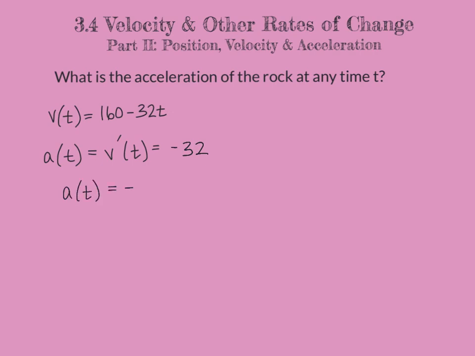Now, how do we label acceleration? A of t is just a constant here. It's negative 32. Well, we know that velocity in this case was feet per second. What does that mean acceleration is? It's how velocity is changing over time. So that means it's how velocity, feet per second, is changing per second. That's weird. The way that we can say this, or rewrite it, is feet per second squared, or feet per second per second. So the acceleration of our rock is constant. It's negative 32 feet per second squared.